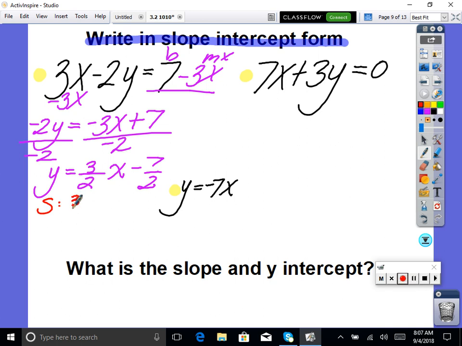Our slope is +3/2, and then it wants to know your y-intercept. So our y-intercept is -7/2. Awesome. Let's do this one up here.